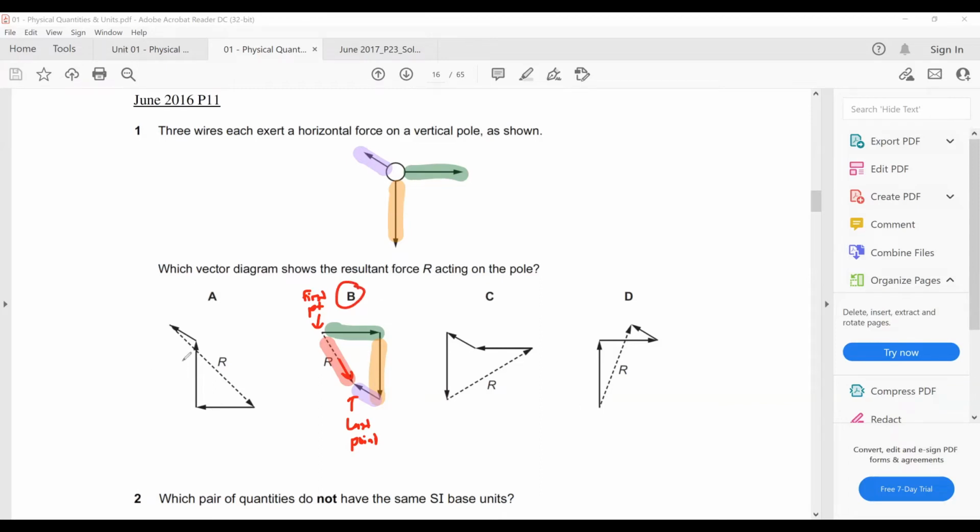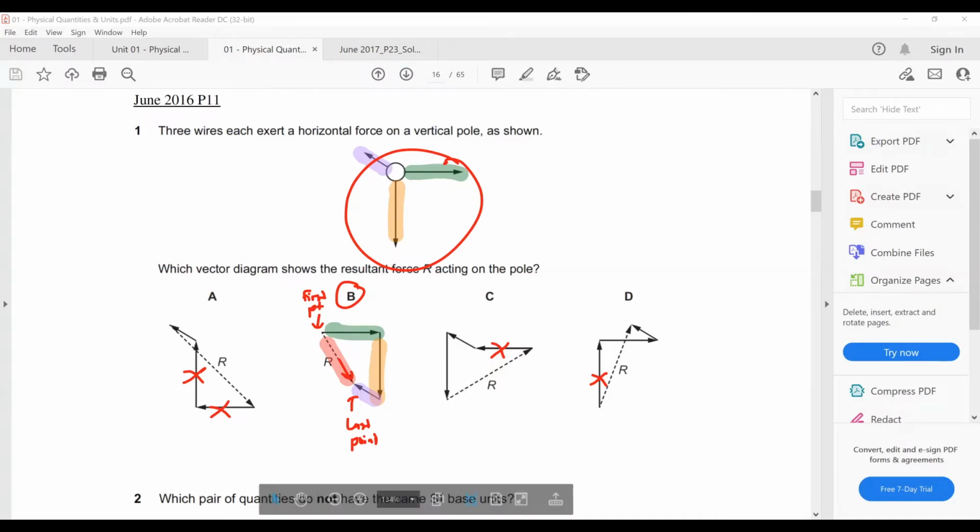Now, for the other answer choices, what is actually wrong with them? For answer choice A, you notice that this is the wrong direction. It's in the opposite direction of the diagram here. Same goes for C, this one is in the wrong direction. D is also in the wrong direction for the vectors that I indicated here to you. So the answer is just B.